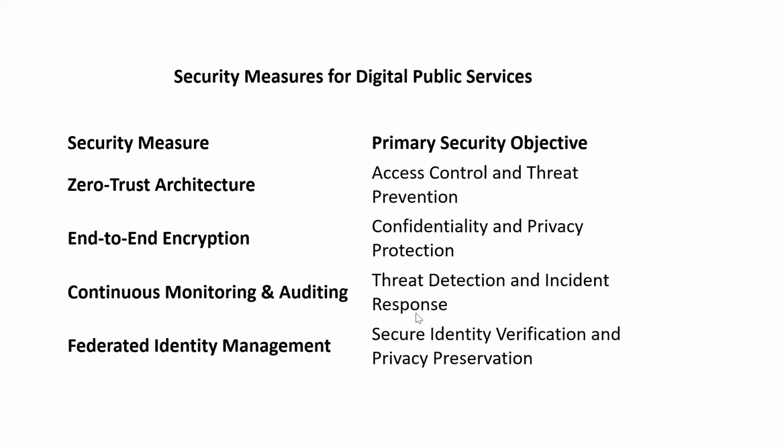So when it is zero trust, it means that access control is in place and threats are prevented, with end-to-end encryption for confidentiality and privacy protection, and continuous monitoring and auditing where if there are threats, they can be detected and responded to quickly. Federated identity management also would ensure that we bring all these together, with verification and privacy preservation, very important. I think we've done all this already. We've said that already. So let's see where we are.